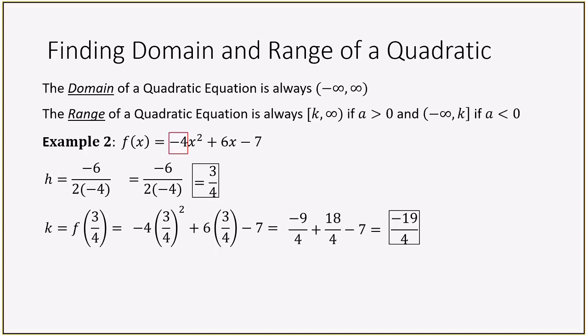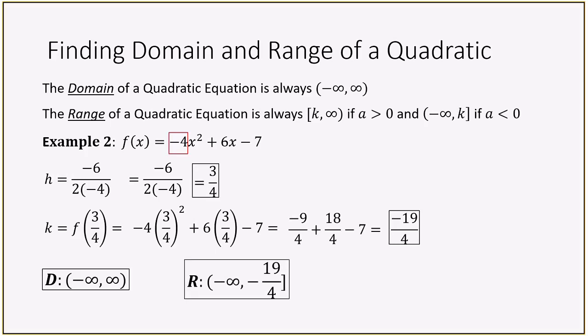Now, in order to find my domain and my range, well, my domain is given. It's always negative infinity to infinity. That's not too hard. And my range is going to be, as I've mentioned, the second case, so a is less than 0. So my range will be negative infinity up to my k, which I found. My k is negative 19 over 4. Great. So now I know that if I have vertex form, it's very easy to find my domain and my range.